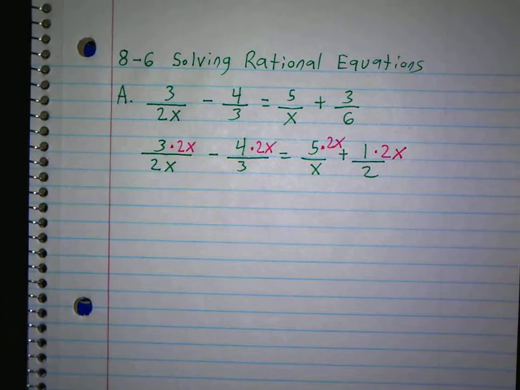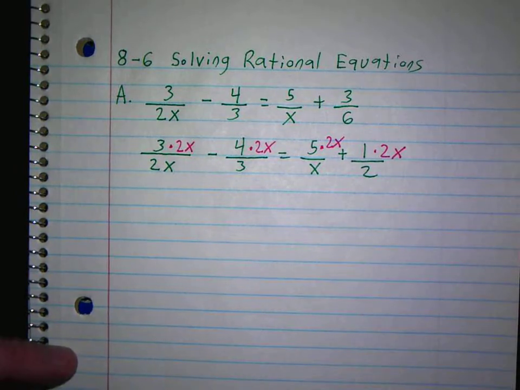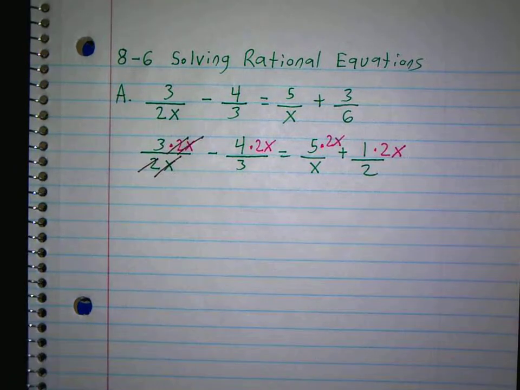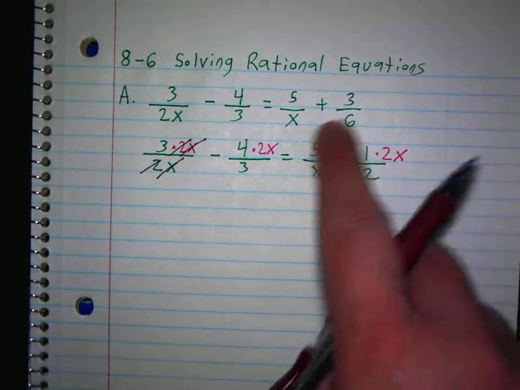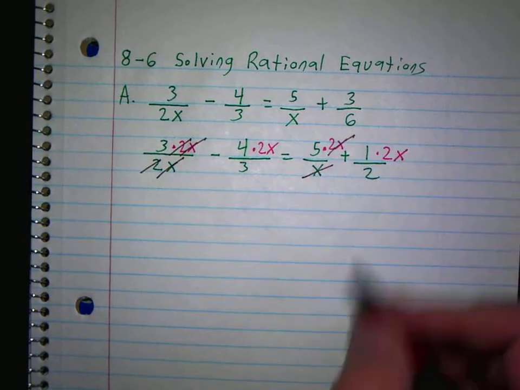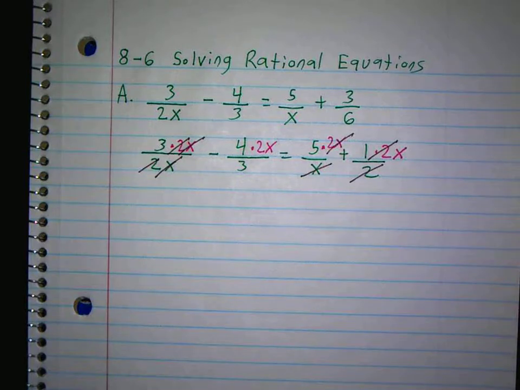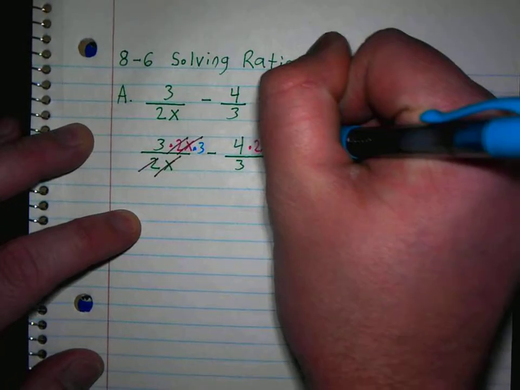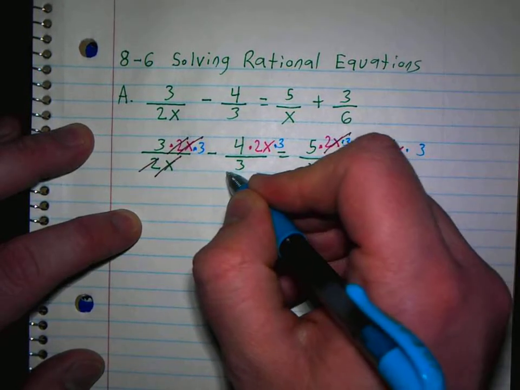Now let's see what crosses off. Don't the 2's cross off? And the x? That's exactly what you want. You want to eliminate the fractions. Anything cross off here? No? Here? The x? Here? The 2. So now all I'm left with is a 3. So what do you think I'm going to do now? Multiply everything by 3. 3, 3, 3, 3. And now these 3's cancel, correct?